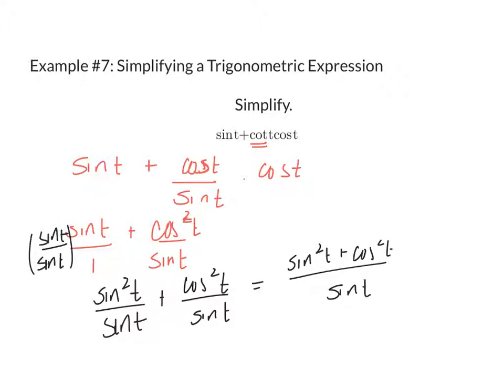And again, we already know what sine squared plus cosine squared is, right? It's 1. So 1 over sine t then is the reciprocal function, cosecant t. Okay, and we are done with that example. Let's look at our next problem.